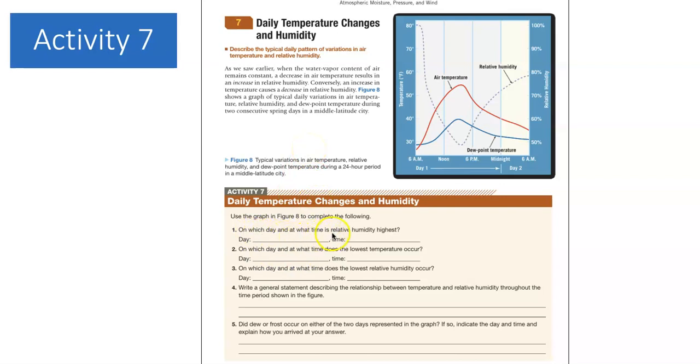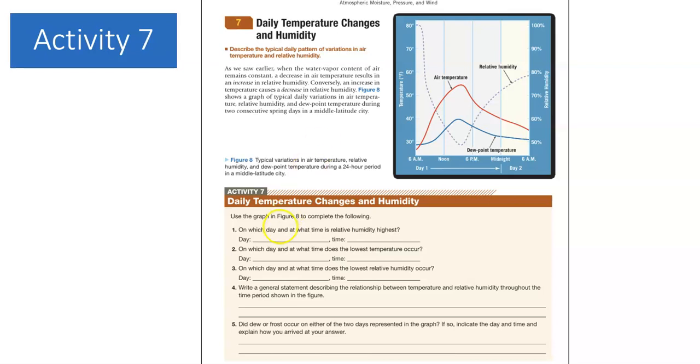On which day and at what time is the relative humidity the highest? So you're looking at the relative humidity line. On which day and time is the temperature the lowest? Again, you're looking at the temperature line. And then the lowest relative humidity. Write a general statement between temperature and relative humidity. So I'll give you a little hint. Would you say that relative humidity and temperature are directly related? Meaning one variable goes up and the other variable goes up, or one variable goes down and the other one goes down? Or would you say they're inversely related, where one variable goes up and the other one goes down? So those are kind of your two options.